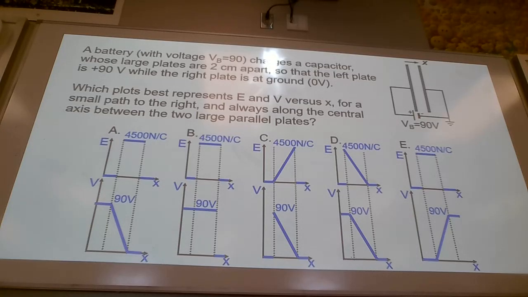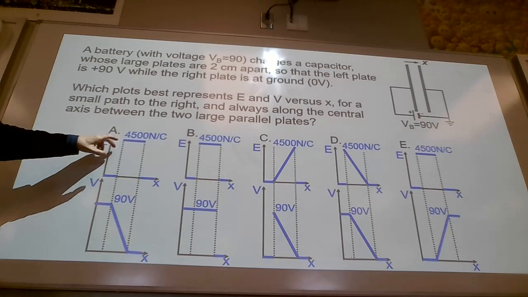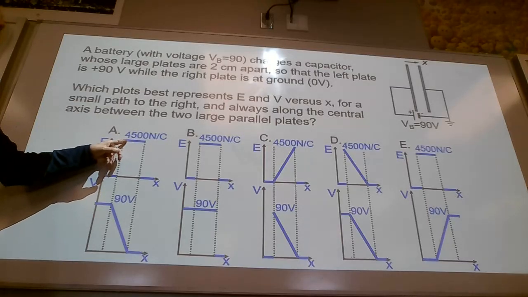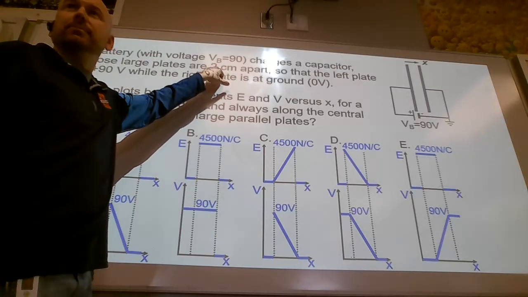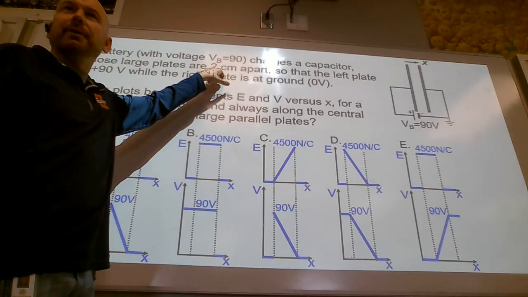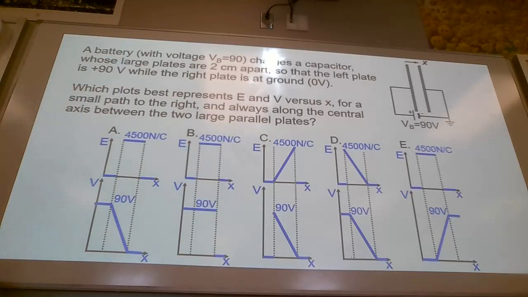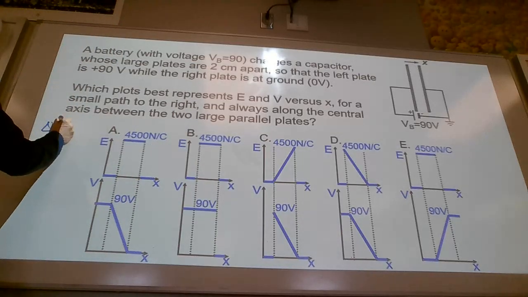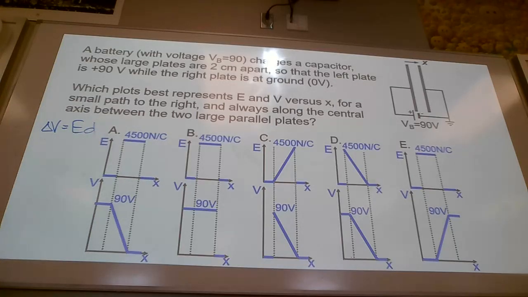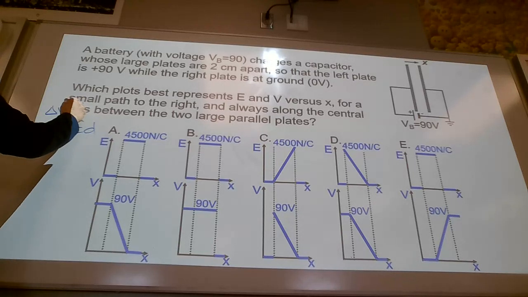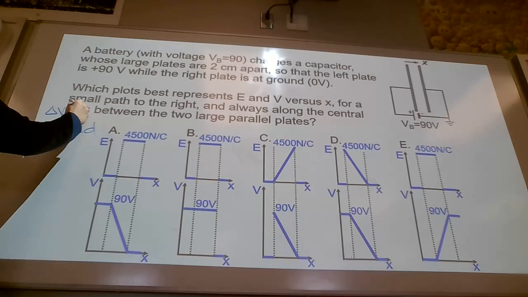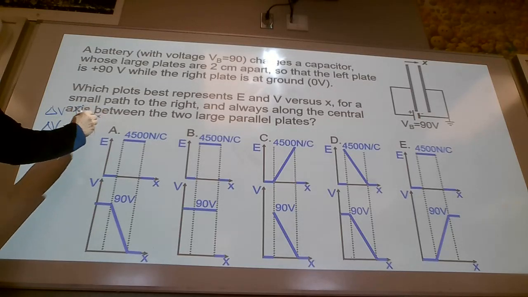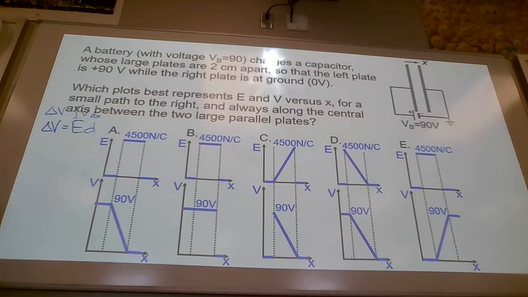Correct answer is A. You have a constant electric field of 90 divided by 0.02 meters. Good with that? From this equation here. Because the electric field is constant, you don't have to do an integral. Good with that?